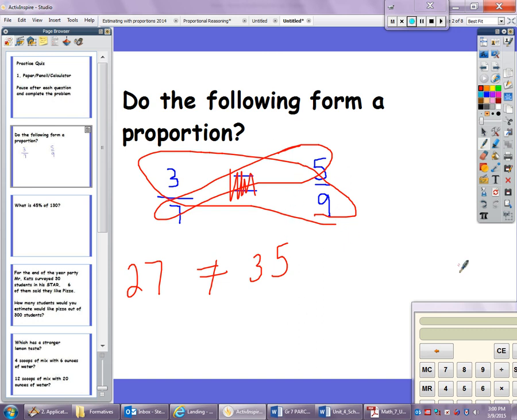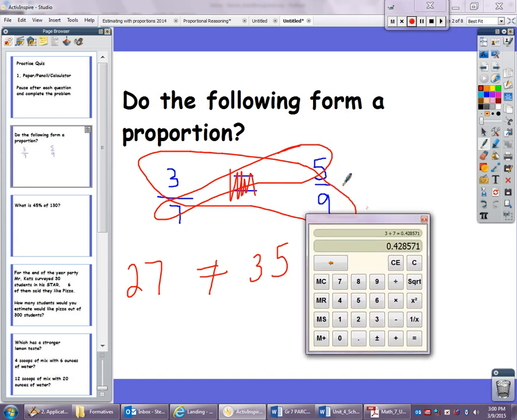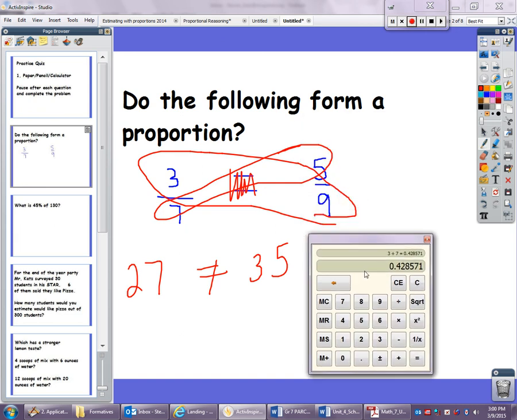Another way you could have done the same problem is if you divided 3 divided by 7, you would have got 0.428. And if you divided 5 by 9, that fraction's decimal is 0.55. So the two decimals of these two fractions are not the same. Therefore, these are not equivalent fractions. And again, the answer is no, they do not form a proportion.